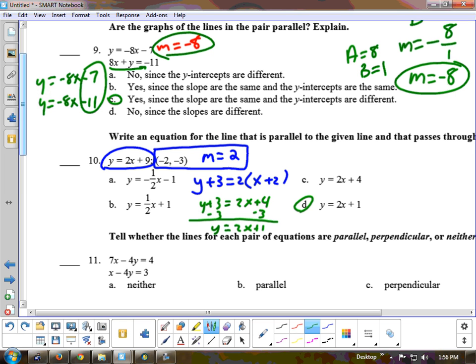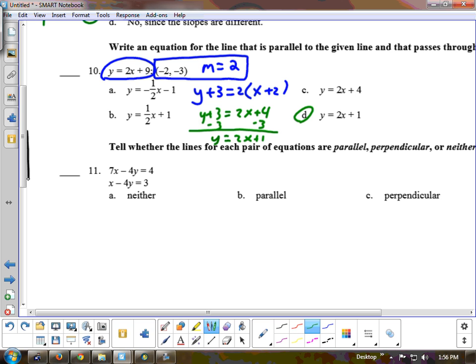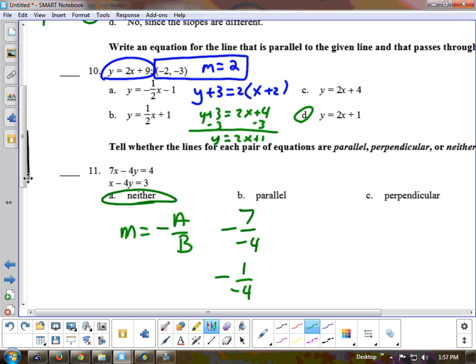Finally, 11, we want to know if they're parallel or perpendicular. Again, we need to find the slopes. These are both in ax plus by form, so m is equal to negative the a over the b. Well, for the first equation, it's the negation of 7 over negative 4. And then the second equation, it's the negation of 1 over negative 4. These numbers are not the same, so they can't be parallel, and they're not the reciprocals of each other, so they can't be perpendicular, so it's choice A.